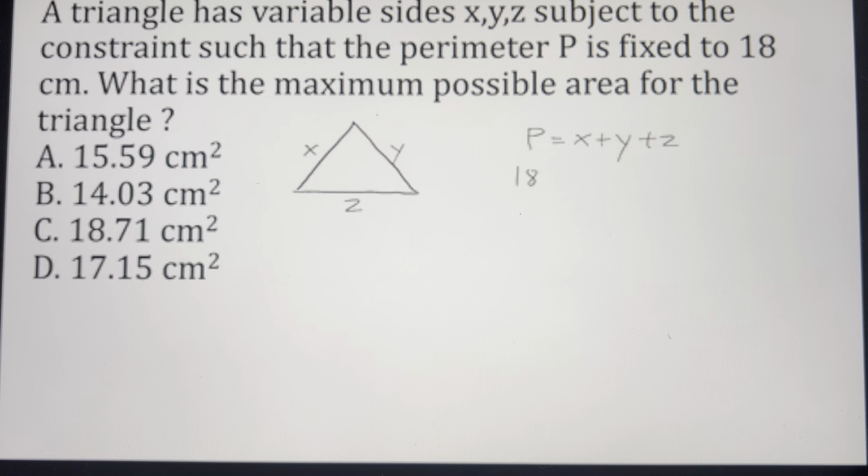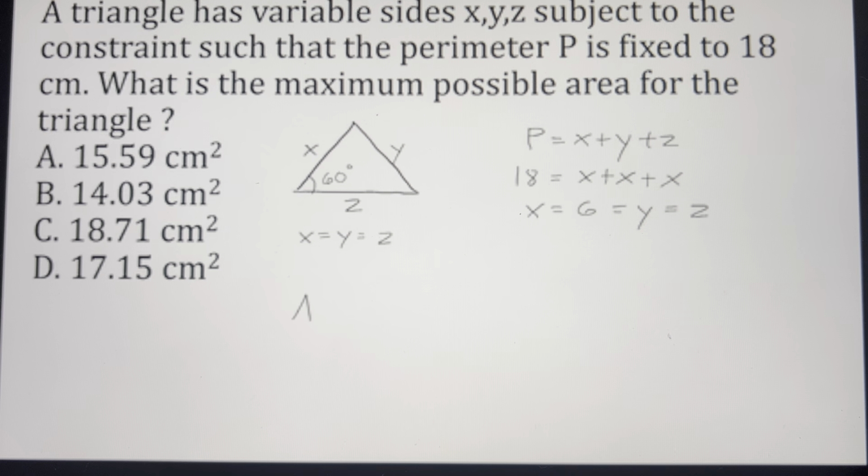Now take note, to maximize the area, it should be a regular polygon, meaning all of its sides must be congruent. So y is also equivalent to x, and z is also equivalent to x. So 3x equals 18, so x will be 6. So that's also the value of y, that's also the value of z. So that is an equilateral triangle, which is also equiangular, where each vertex is a 60-degree angle.